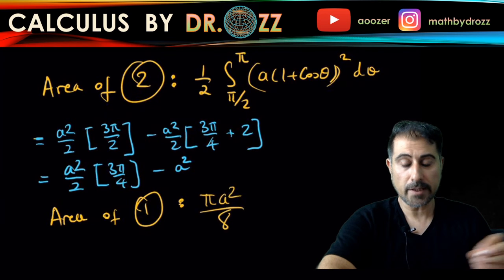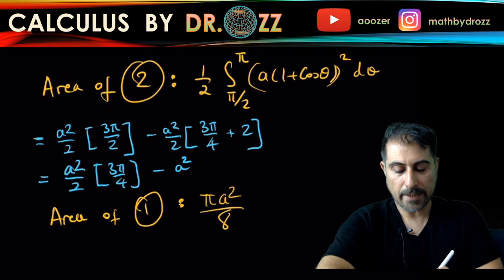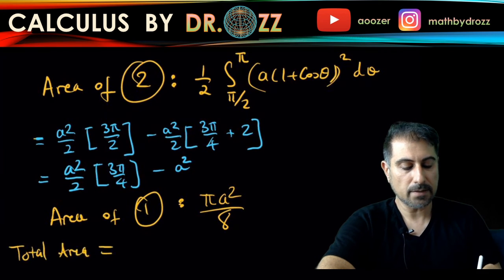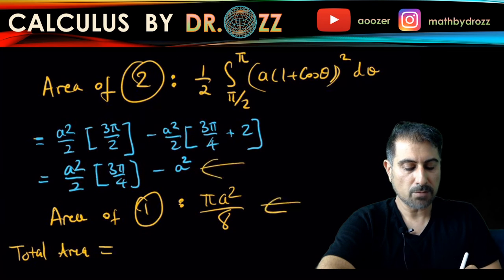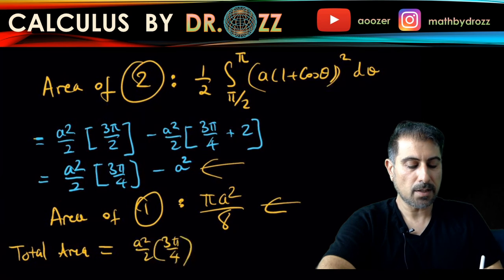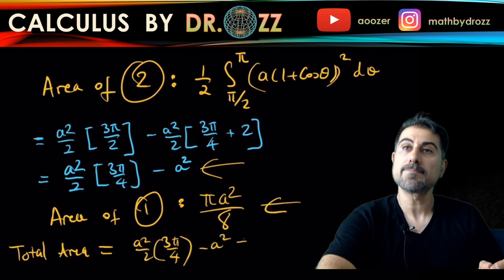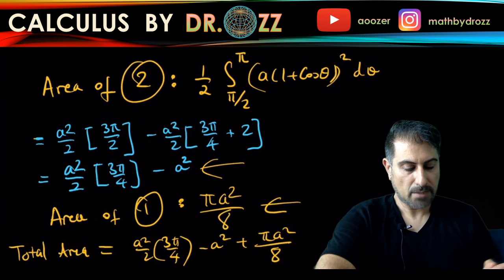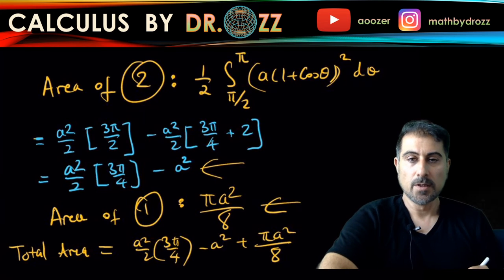So the total area is the sum of these two numbers, this and that. So A squared over 2 times 3 pi over 4 minus A squared, plus pi A squared over 8. So you can simplify this further if you want to.